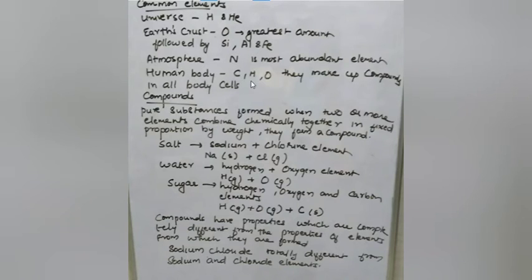The human body consists of carbon, hydrogen and oxygen. They are made up of compounds in all the bodies. So our body is made up of many compounds. In each compound, what are the elements present? It is hydrogen, oxygen and carbon.